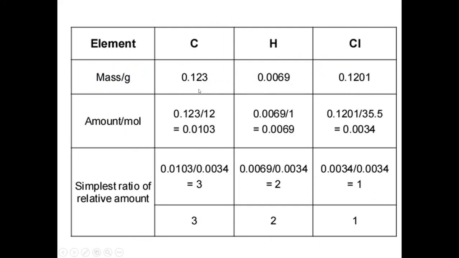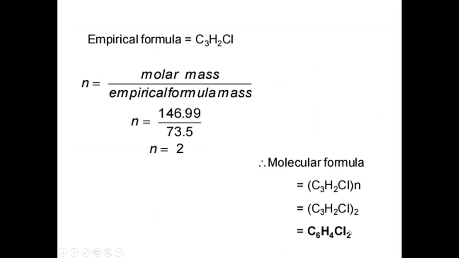Then you need to determine the empirical formula for carbon, hydrogen and chlorine using this step. This is the simplest ratio of the relative amounts. Here is the empirical formula. And to calculate the molecular formula, same as the previous solution, you need to multiply by 2 because here it is 2. Then you get C6H4Cl2.